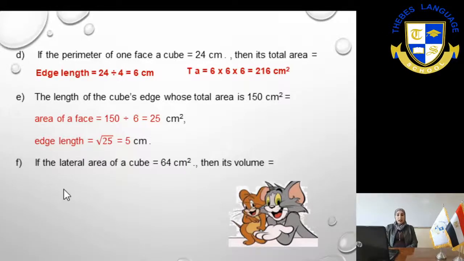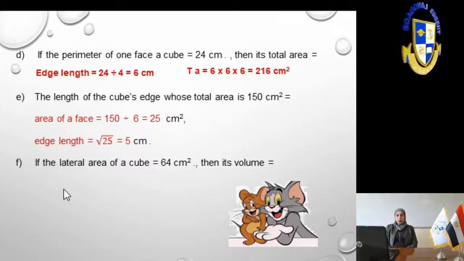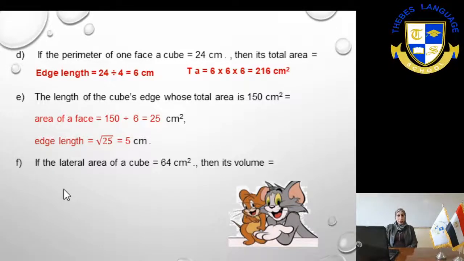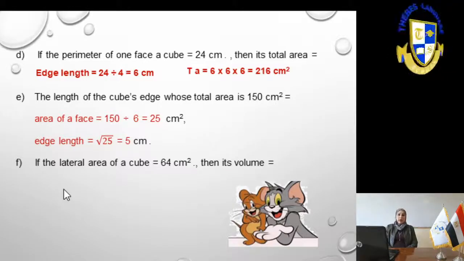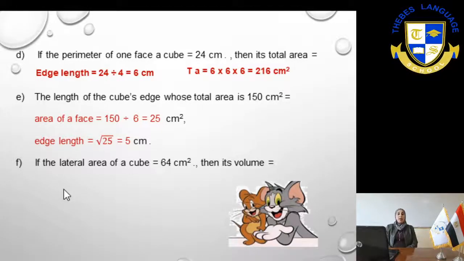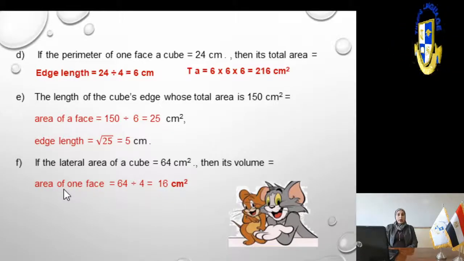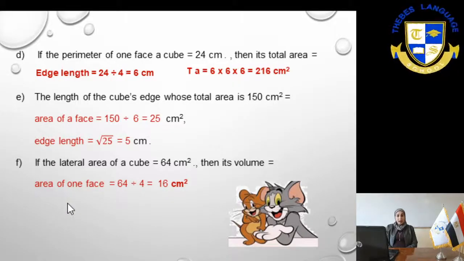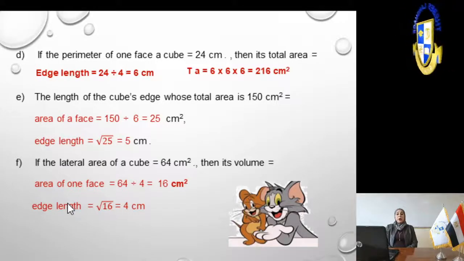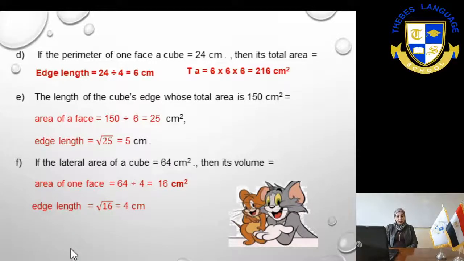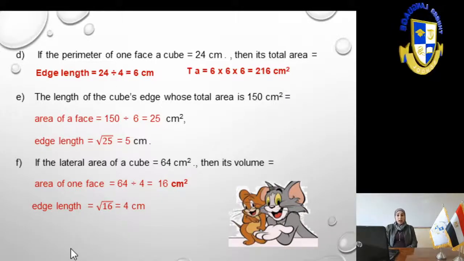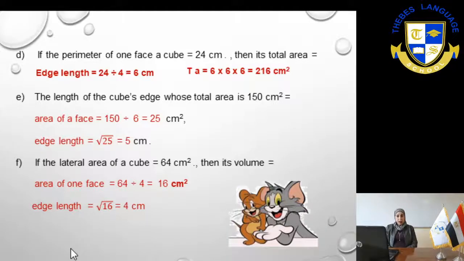Letter F, if the lateral area of a cube equals 64 centimeters squared, then its volume equals how much? I have here the lateral area. So I must divide it by 4 to calculate the area of one face. Now it will be 64 divided by 4 equals 16 centimeters squared. To calculate the edge length, I'll calculate the square root of the area of one face. It will be the square root of 16 equals 4 centimeters.